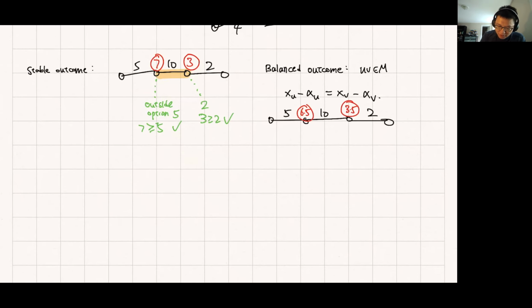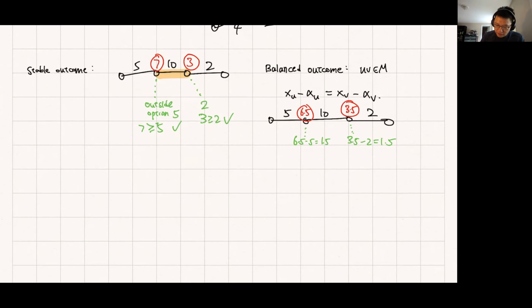In this case, the outside option here is still 5. So 6.5 minus 5 is 1.5. 3.5 minus 2 is also 1.5. So this is balanced. There is a little bit of trial and error involved when doing a balanced outcome. Stable outcomes are a little bit easier to do, but balanced outcomes are slightly harder.